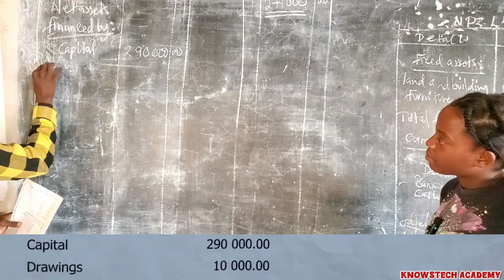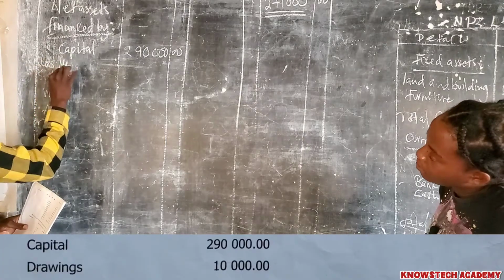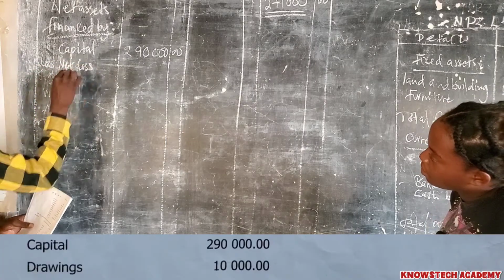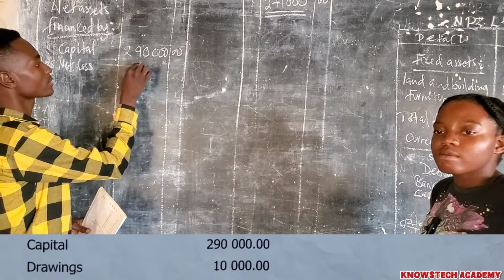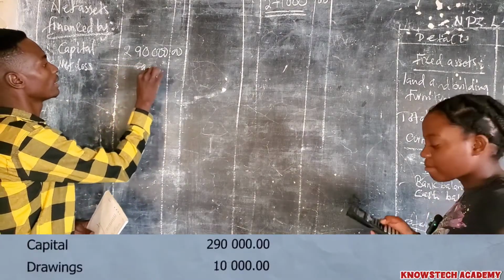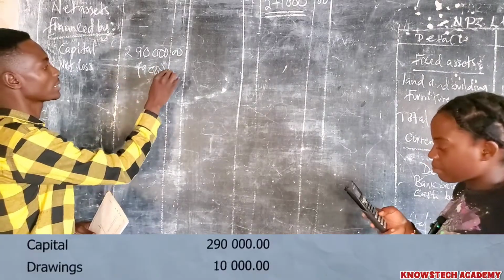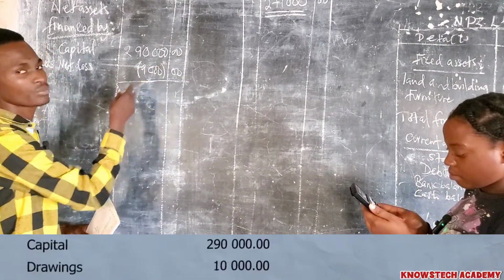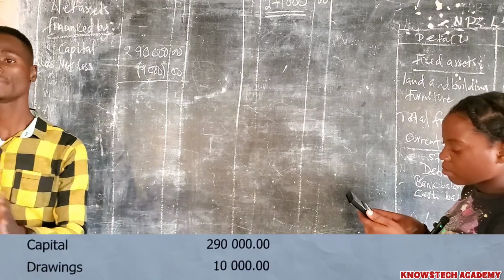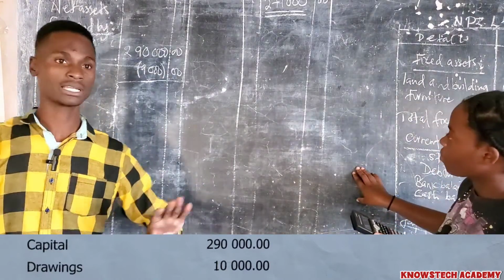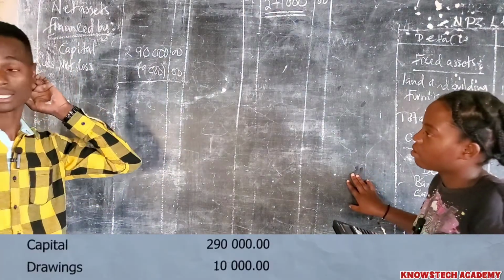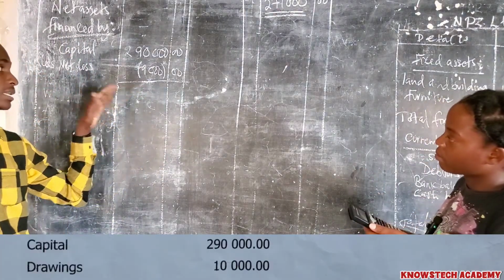So here we're going to write less net loss. Because it's a loss. How much was it? 9,000, and we're going to put it in brackets. It's not that it will always be subtracting, guys. If it is net profit, we would just leave it like that. Okay, we'll just leave it the way it is.